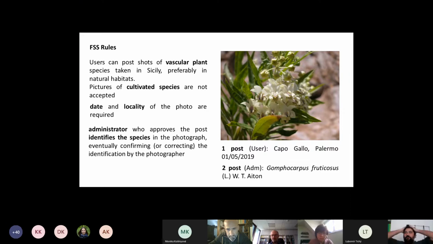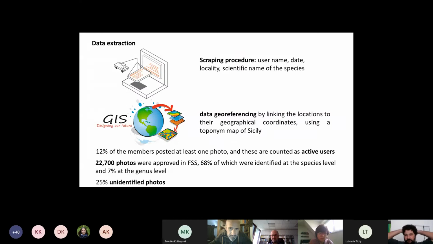So what do we do? Facebook has a problem: it does not support an application programming interface, so it's difficult to access the data. So we had to do a data scraping procedure. But the data scraping was very simple because, as I said before, the information that we needed was in the first two posts, where there are the username, date, locality, and scientific name of the species.